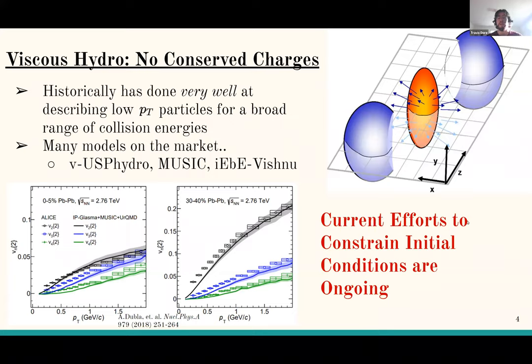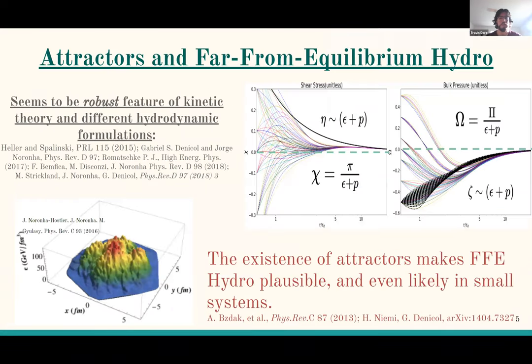And MUSIC is a part of a package where typically, as you can see here, it is IP-Glasma plus MUSIC plus UrQMD, a package that evolves you from initial state all the way to freeze-out. So current efforts are going on to constrain these initial conditions for the hydro. That's a big problem at mu_B equals zero: constraining the initial conditions. We can describe things like the low pT spectra pretty well. However, constraining what the initial conditions for the hydro should be is a challenge right now for a few reasons that we'll talk about.